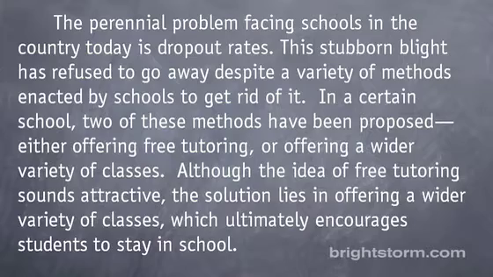All right, so it starts: "The perennial problem facing schools in the country today is dropout rates. This stubborn blight has refused to go away despite a variety of methods enacted by schools to get rid of it. In a certain school, 2 of these methods have been proposed, either offering free tutoring or offering a wider variety of classes. Although the idea of free tutoring sounds attractive, the solution lies in offering a wider variety of classes, which ultimately encourages students to stay in school."